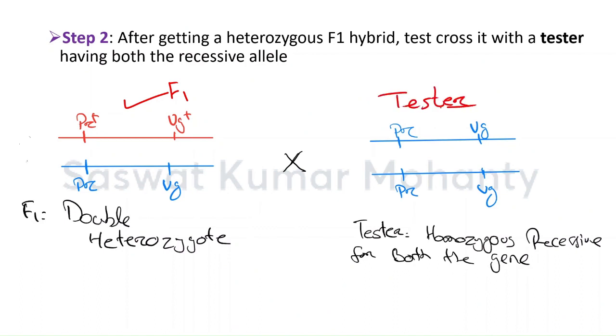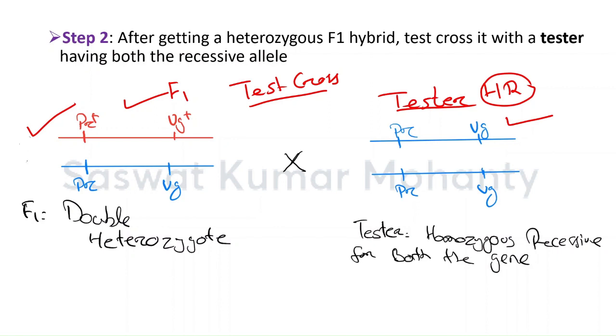Okay. So why are we taking a tester? See, now in the F1 hybrid, you have a dominant character. Both the genes are dominant. Whereas the tester should always be a homozygous recessive individual. Tester, you can say it as a test cross. In the test cross, we have to take a tester. This tester should be homozygous recessive for both the genes.